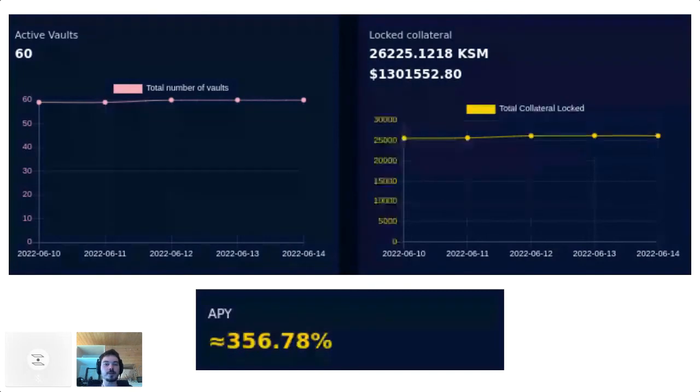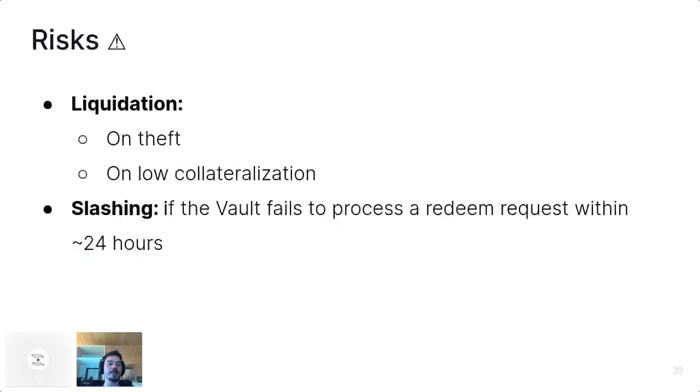Now, let's talk about the risks of running a vault. As I mentioned earlier, vaults have to maintain a proper collateralization ratio, and they have to process redeem requests, and failure to do either of those things can result in the collateral being slashed or liquidated. And liquidation happens in two cases, in fact. One is on Bitcoin theft. The vault holds the Bitcoin in custody, and that means it's also free to steal this Bitcoin. And if this is detected, then the entire collateral of the vault is forfeit.